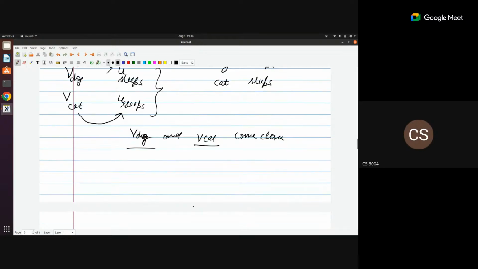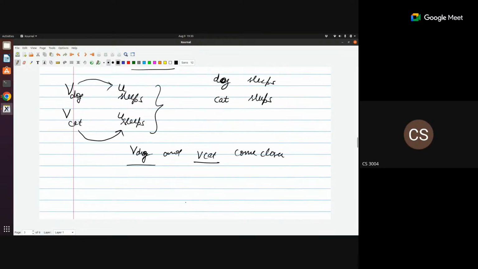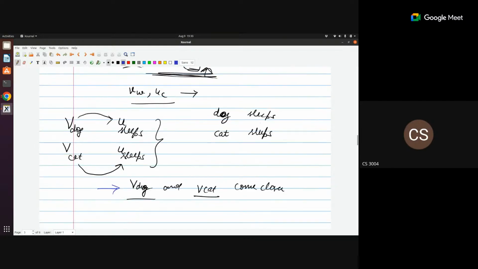That's how the contextual information comes in, right? However, a side thing that is happening for making this happen is the following. We are bringing dog closer to sleeps, and we're bringing cat closer to the vector representation of sleeps. The U representation, please note, not the V representation. So V dog is closer to U sleeps and V cat is closer to U sleeps.